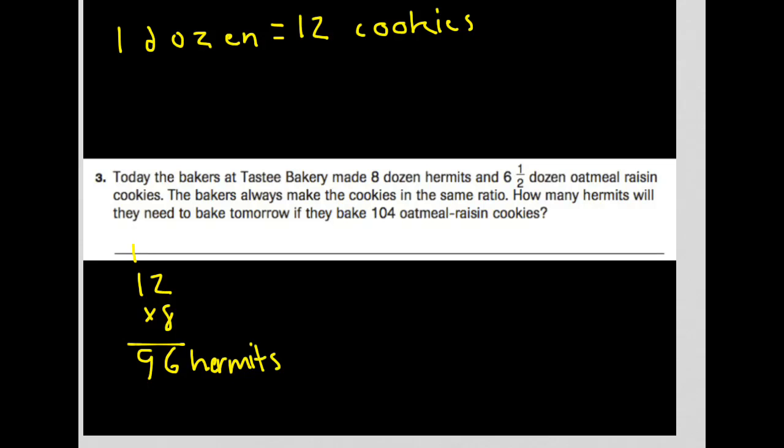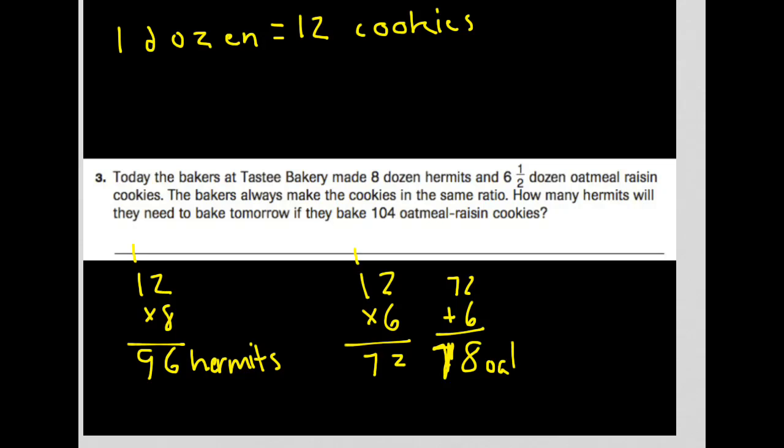And then 6½ dozen. A half a dozen would be 6. So let me do 12 times 6 first to figure out how many cookies there are just for 6 dozen. 6 times 2 is 12. 6 times 1 is 6, plus 1 is 7. There's 72, but I also need to add 72 plus 6 because half of 12 is 6. 72 plus 6 is 78. So there's 78 cookies that are oatmeal raisin.